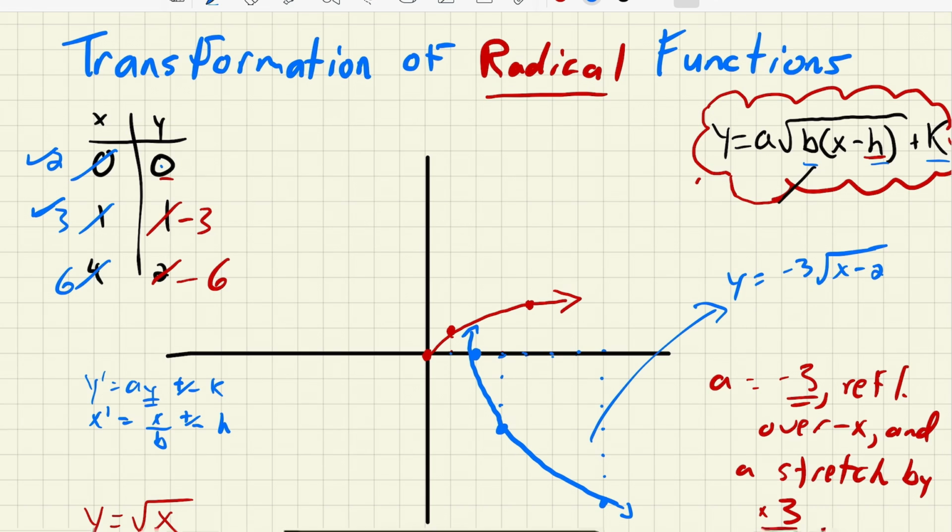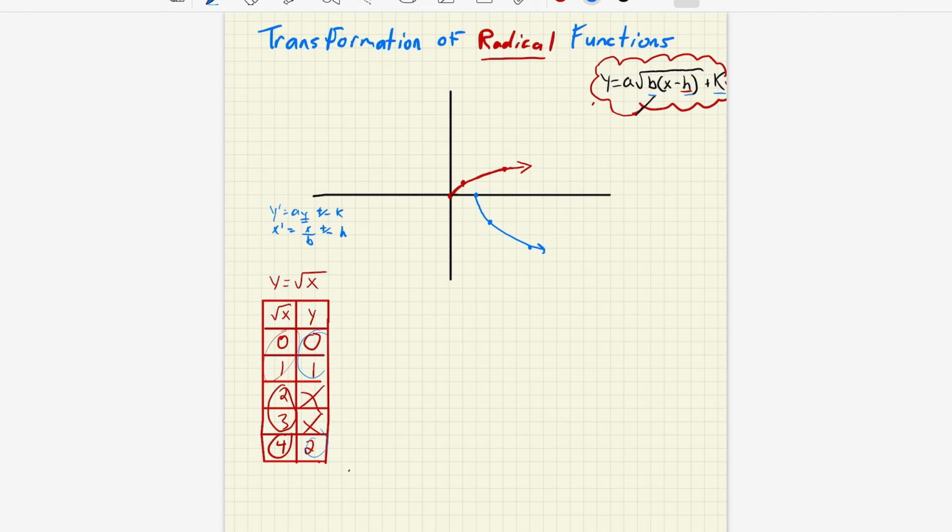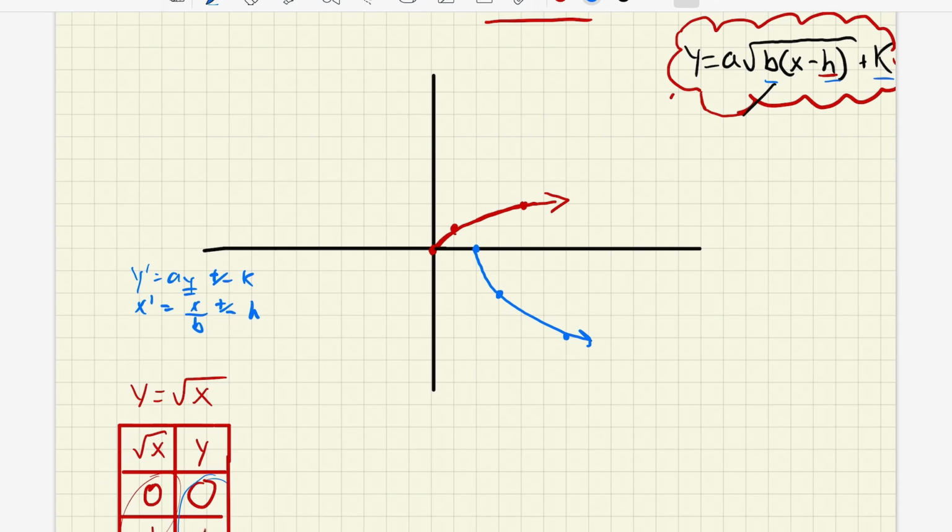Now we're going to go backwards. We're going to give you a graph and we're going to try and determine the transformation function. So let's say I have the blue function here, which would be the transformed function. So this is one that has been transformed, and we want to find out what the transformation function is. So we know that this one above is y is equal to root x, right?